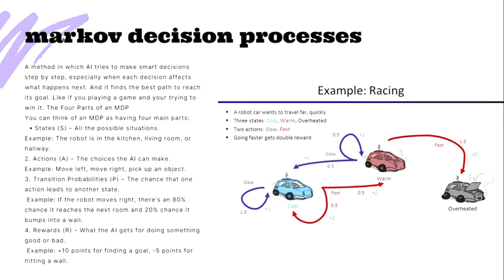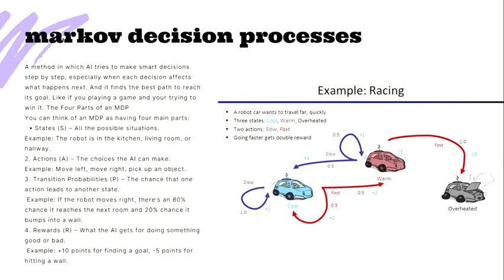There are states, all the possible situations. For example, the robot is in the kitchen, living room, or hallway. Second, actions, the choices the AI can make. For example, move left, move right, pick up an object, etc.